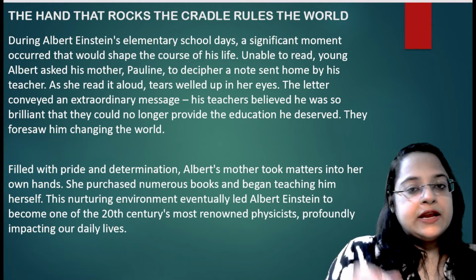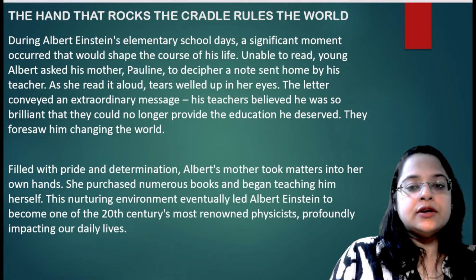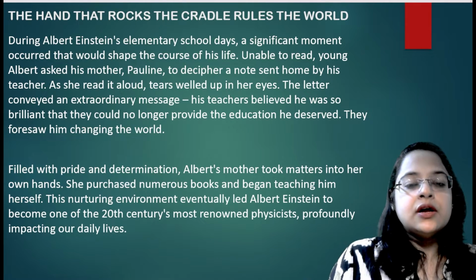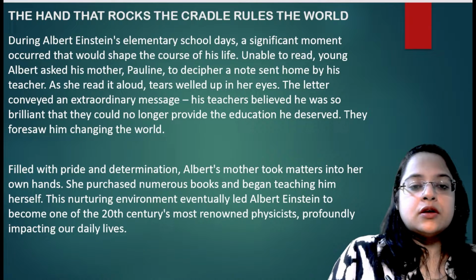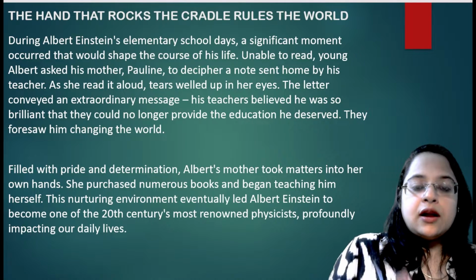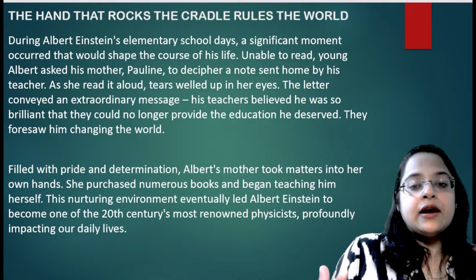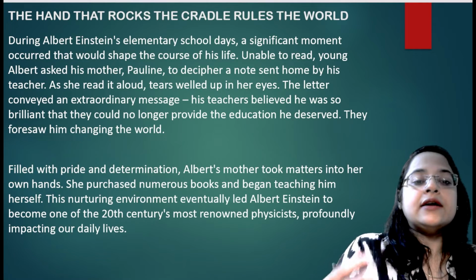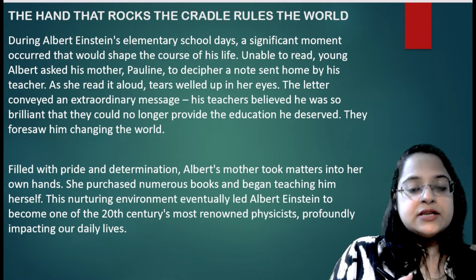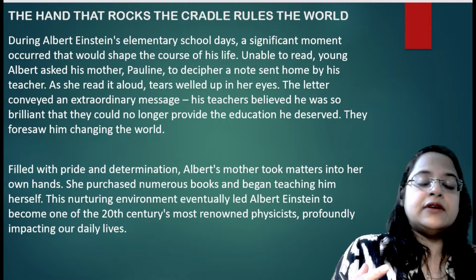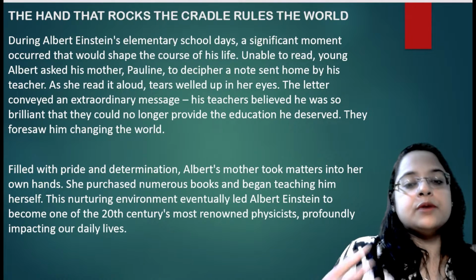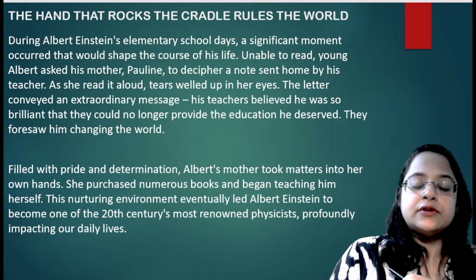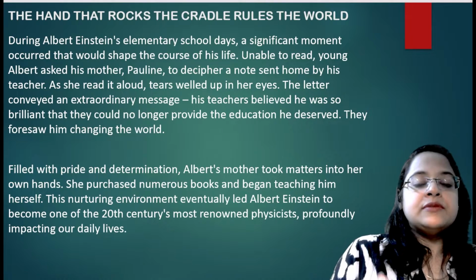Albert Einstein was very young. He was unable to read. Therefore, he asked his mother to read it aloud, to decipher that note. So his mother read it aloud. Tears were welling up in her eyes. The letter conveyed an extraordinary message, that his teachers believed that he was so brilliant that they could no longer provide the education that he deserved. They foresaw him changing the world.